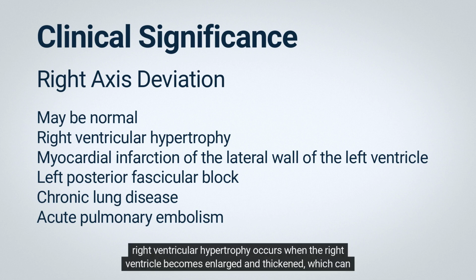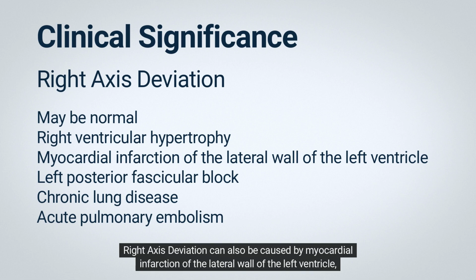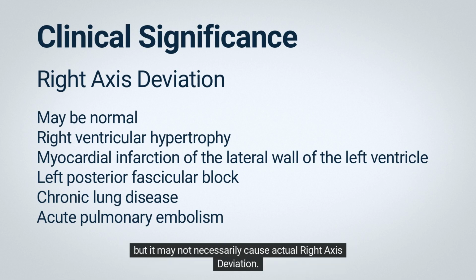Right ventricular hypertrophy occurs when the right ventricle becomes enlarged and thickened, which can be due to a number of factors. Right axis deviation can also be caused by myocardial infarction of the lateral wall of the left ventricle, left posterior fascicular block, or chronic lung disease such as emphysema or chronic bronchitis. In some cases, acute pulmonary embolism can cause a sudden shift in the mean QRS axis to the right, but it may not necessarily cause actual right axis deviation.